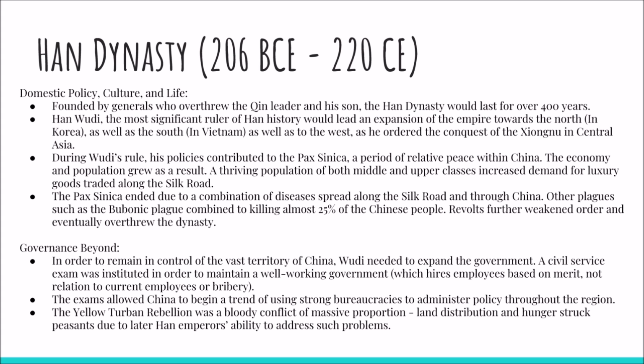However, before such problems occurred, in order to maintain control of the large expanded territory of China, Wu Di needed to expand his government as well. A civil service exam was instituted in order to maintain a well-working government which hires employees based on merit, not in relation to current employees or bribery, as was popular before. The exams allowed China to begin a trend of using strong bureaucracies to administer policy throughout the region.